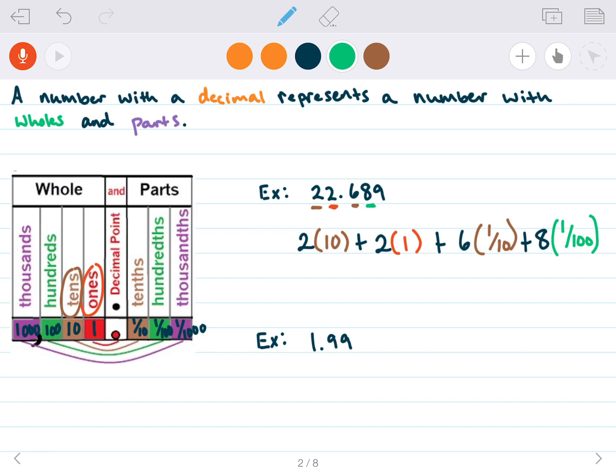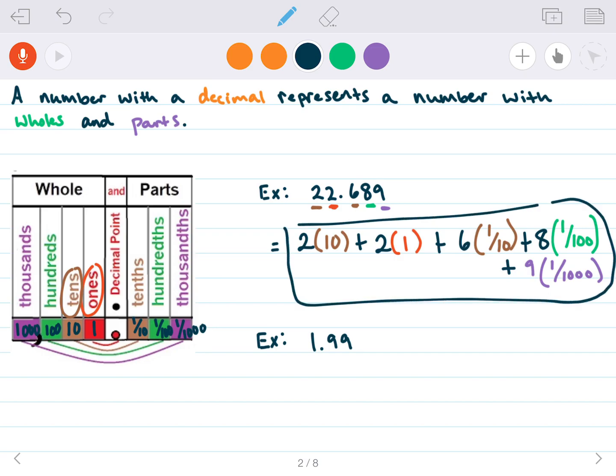And finally, we're going to add on to it. To the right of that is our thousandths place, and we have 9 thousandths. Okay, so we have 9, 1 out of 1,000, which is really a small number. Think of 1 out of 1,000 as one piece of cake out of 1,000 pieces. Okay, so that is representative of 1 out of 1,000. So this is how we can decompose this number into its wholes and its parts.